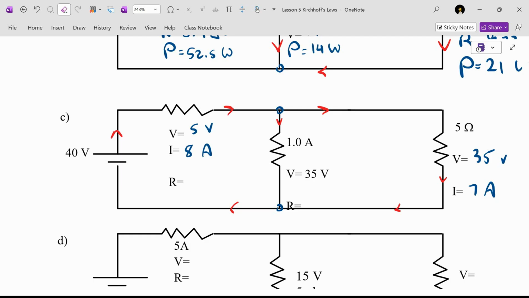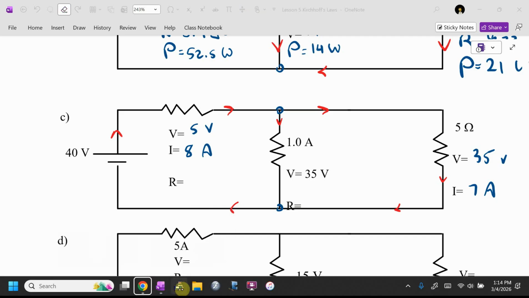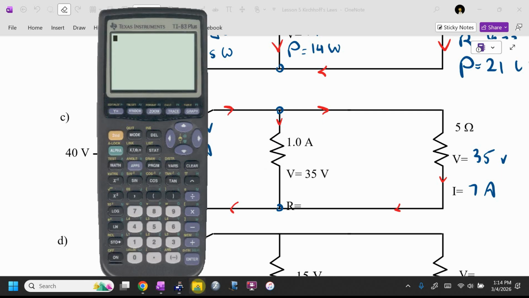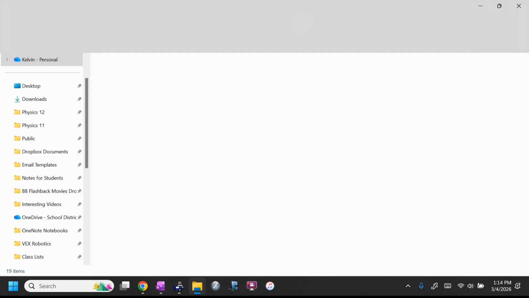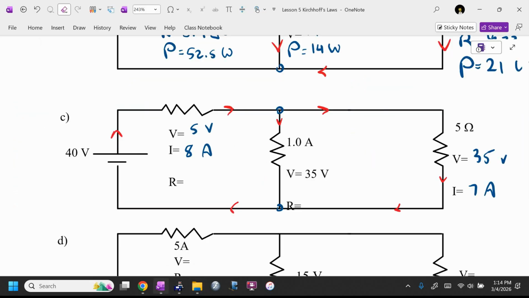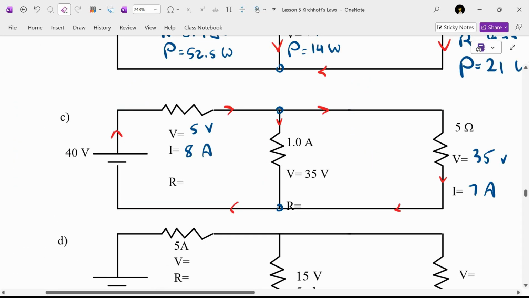Try these on your own. I'll do them up here. Find the resistance, find the current, find the voltage, find the power. You should have 4 things on every single resistor. Do this in your head, Mr. Dueck. Oh, for Pete's sakes, really? Okay. So, what did I just hit? R, it's going to be V over I, it's going to be 5 over 8, 0.625. And power is going to be 40 watts.